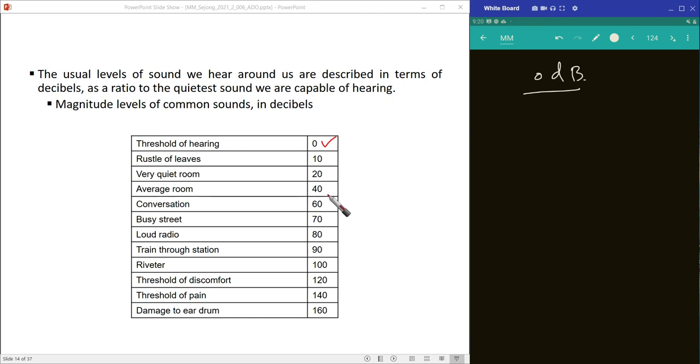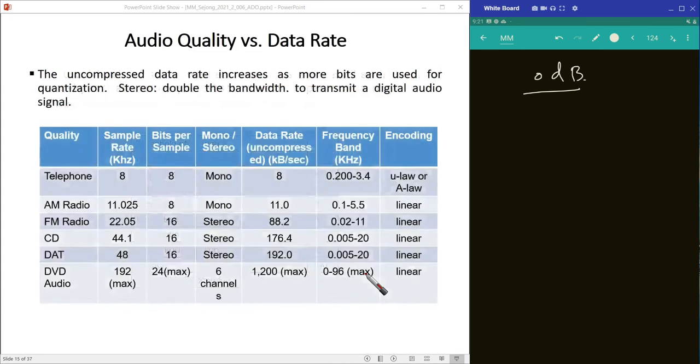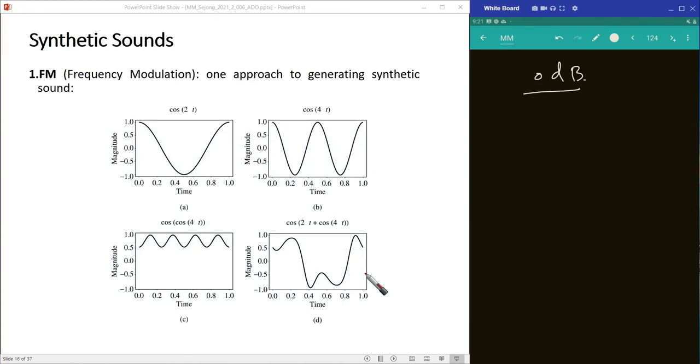Now, in this way, if we go forward and you have 160 dB sound level, that means our human listening system, the eardrum, will be damaged. That's very easy. And if you go around 120 dB, you'll feel lots of discomfort, okay? So this is what we understood.